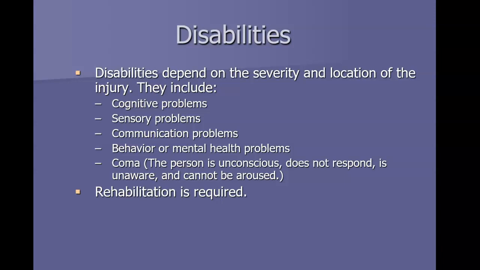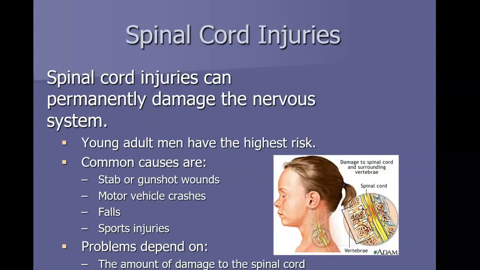Disabilities depend on the severity and the location of the injury, but they can be cognitive disabilities where they can't think and rationalize the way they used to, sensory problems, communication issues where they can't say what they're wanting to say, or they can't understand speech anymore, behavior or mental health problems, or a person can be in a coma where the person is unconscious, not responding, not aware of what's going on. They can't be aroused. Rehabilitation is always going to be required, usually for traumatic brain injury patients.